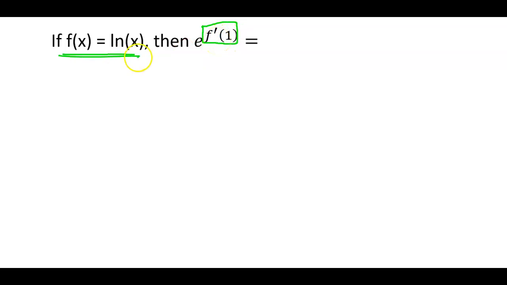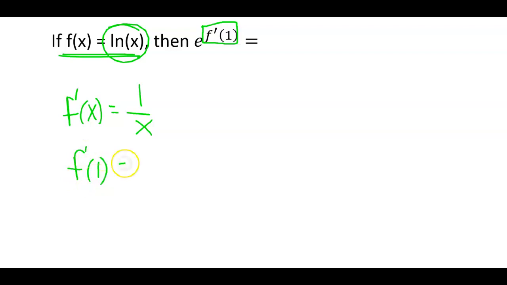So if this is f, then f prime is the derivative of this function, which is 1 over x. You have to remember how to find the derivative of ln. And then f prime of 1 means I'm going to plug 1 into that, which is 1. So e to the power of f prime of 1 becomes e to the 1. And that's as simple as that gets. You can't do anything else with it. So the answer is just e.